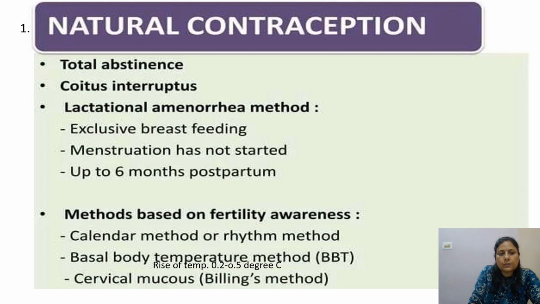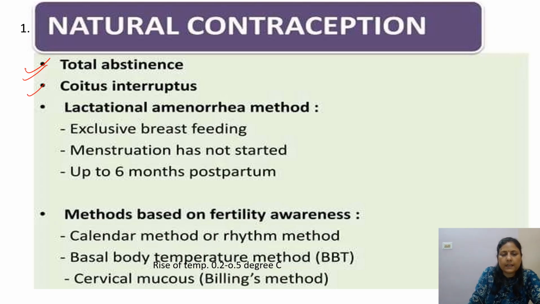It includes, first, total abstinence. So avoid coition totally during the time when there are more chances of becoming pregnant, that is at the time of ovulation, a week before ovulation and a week after ovulation. You should have total abstinence, which gives a natural contraception.